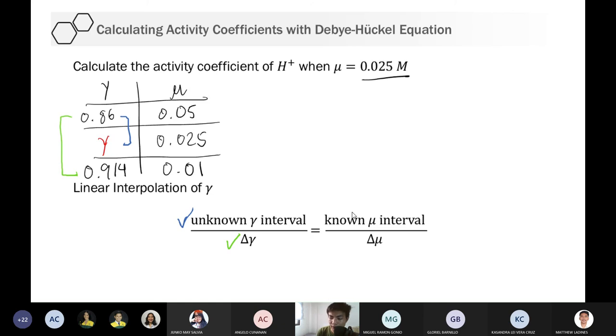How about the known mu interval? Ito lang yon. Kung ano yung gap mo dito, yun din dito. And for delta mu, ito, isang buo uli. So color-coded tayo again. For delta gamma, that's the first row minus the last row. For the delta mu, that's the first row minus the last row. For the unknown gamma interval, that's the first row minus the second row. For known mu, that's the first row minus the second row. Plug in mo yung equation. Unknown gamma interval, 0.86 minus gamma. Delta y, delta gamma, this minus this.